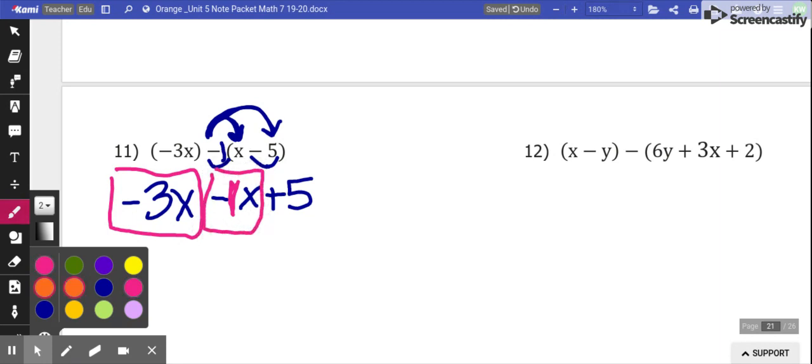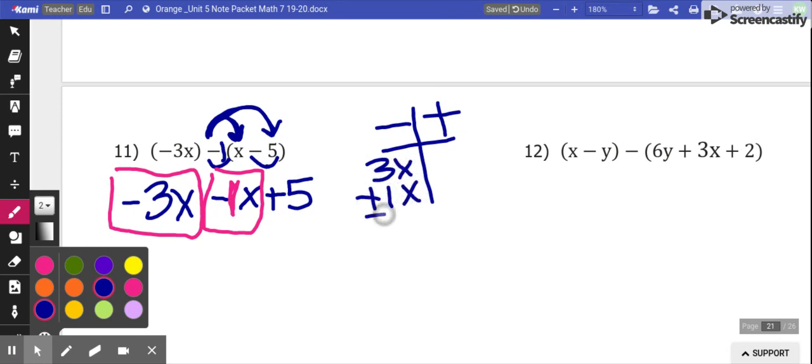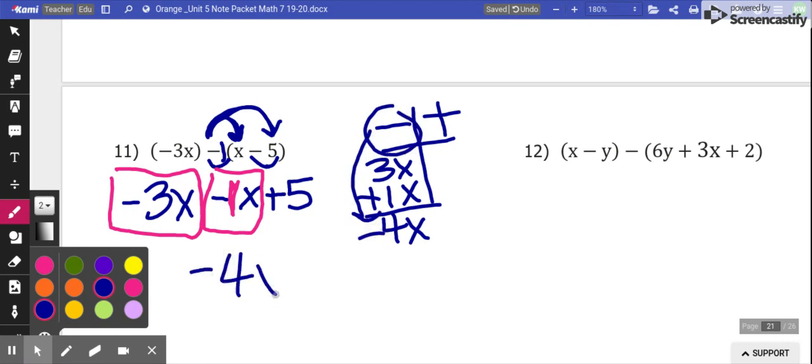And this is what people do wrong. They don't make a scoreboard or use their calculator, and they try to do it in their head and they mess up with the signs. So this is a negative 3x and a negative 1x. So total, it's negative 4x. So this is negative 4x plus 5 as my answer.